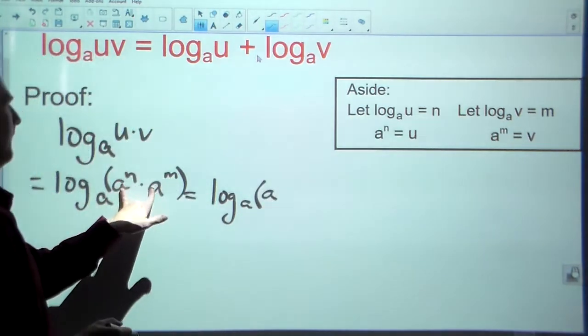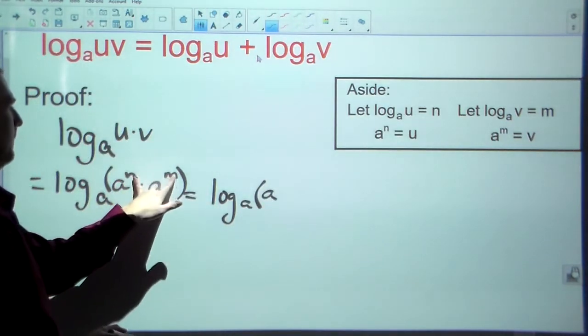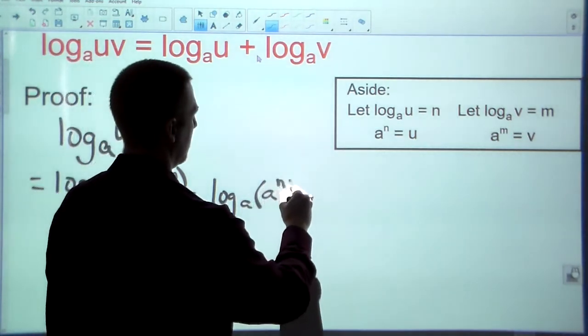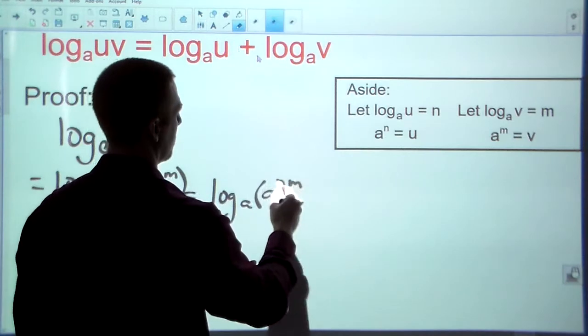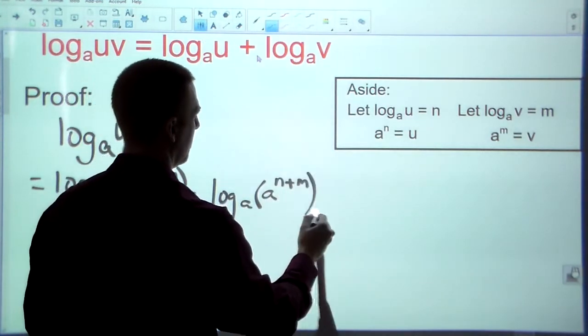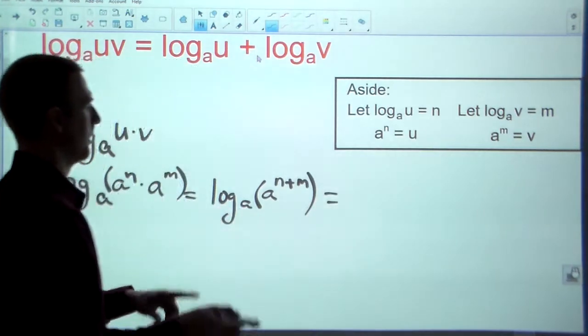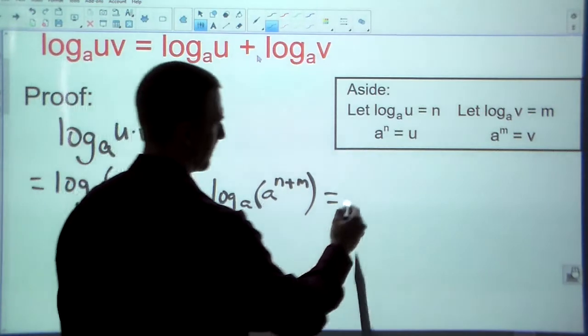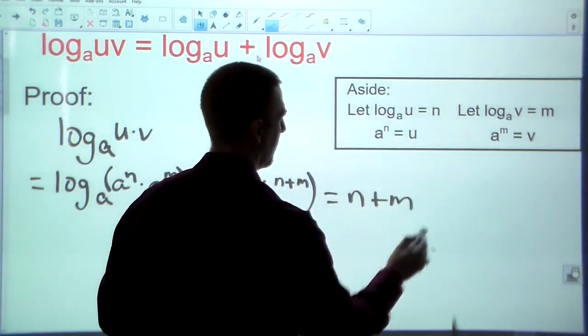Well, these are both times each other, and since these are going to be multiplied, the powers are going to add. So n plus m. And then you did learn that rule in the last lesson where if you have log base a of a, they basically cancel out. So that becomes m plus n.